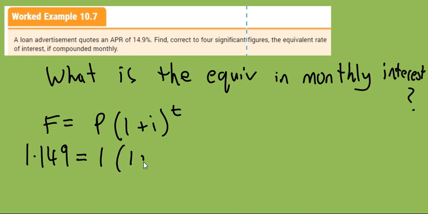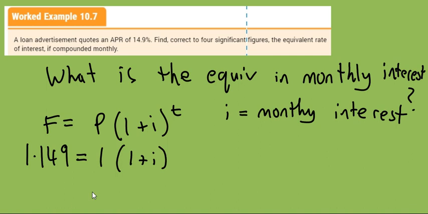1 plus I, where I now is going to be the monthly amount because we're making it that: the monthly interest, the equivalent rate per month. And T is going to be the number of months. So, how many months are in 1 year? How many months do I invest this for to get this 1.149? I've invested it for a year, the annual percentage rate, so it's going to be 12 months.